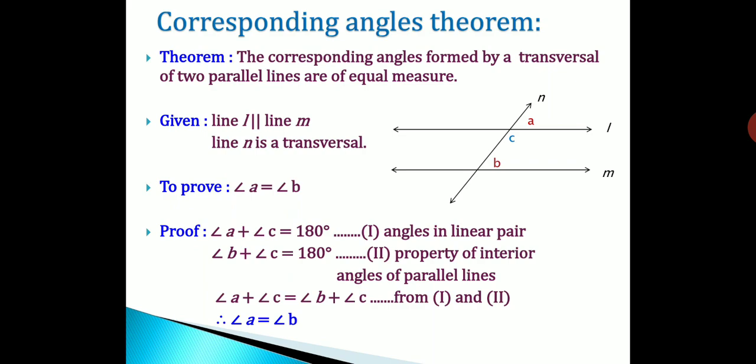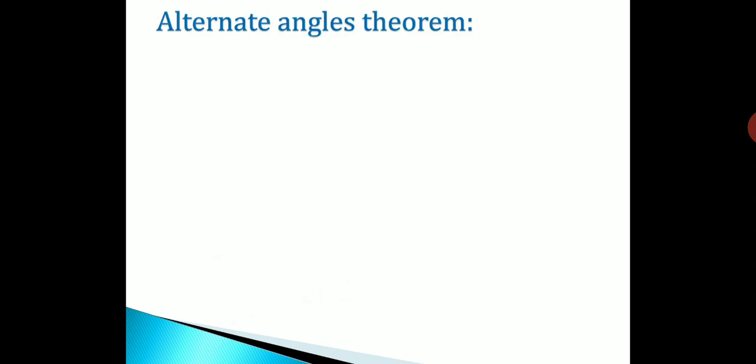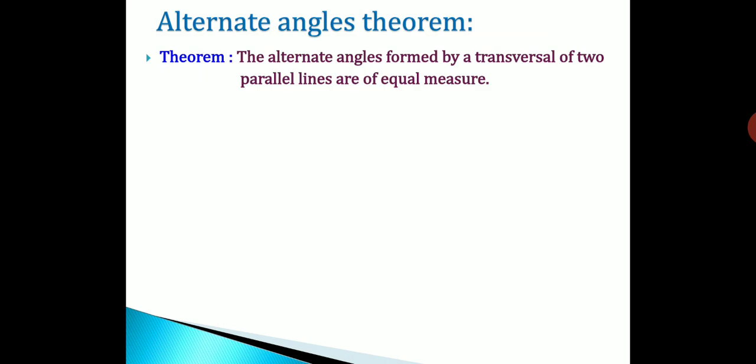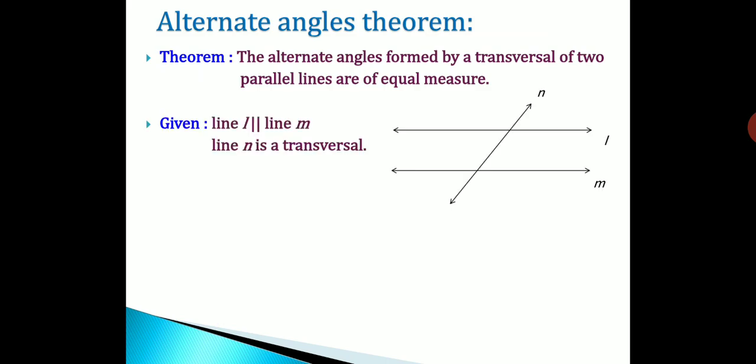Now let's proceed to the next theorem, which is alternate angles theorem. The theorem statement is, the alternate angles formed by a transversal of two parallel lines are of equal measures. We are going to refer the same figure. So here line L is parallel to line M and line N is their transversal. Here we have to prove that angle B and angle D, which are alternate angles, are congruent. So to prove is angle D is equal to angle B.